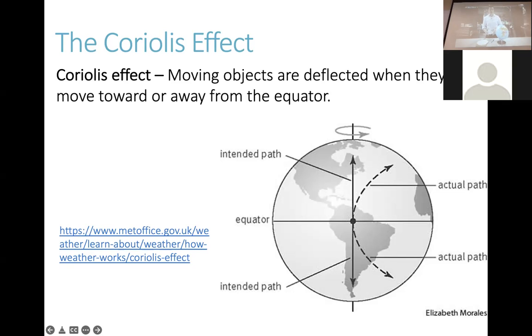Now, you may have heard that Coriolis makes the water spin down plug holes in different directions in different hemispheres. That turns out to actually be a bit of a myth. Plug holes are just too small a scale for Coriolis to really have any impact. But it is the reason why low pressure systems, tropical storms rotate anti-clockwise in the northern hemisphere, but clockwise in the southern hemisphere.